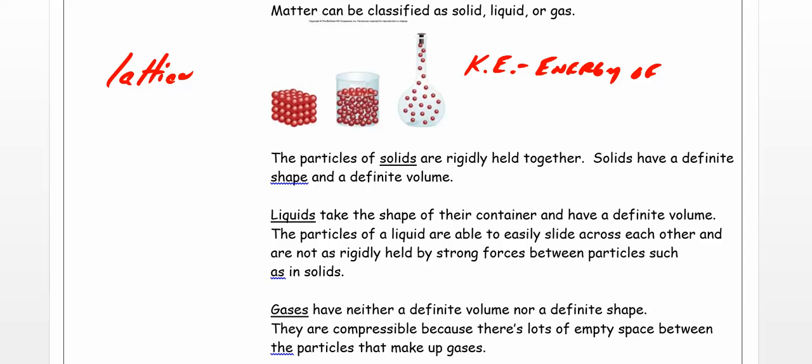of motion. All right? The energy of motion. And next year in physics, you're going to learn a lot more about kinetic energy, and you'll learn the formula for kinetic energy. I'll just give you a little preview, though. Kinetic energy is equal to 1/2 the mass times the velocity squared.